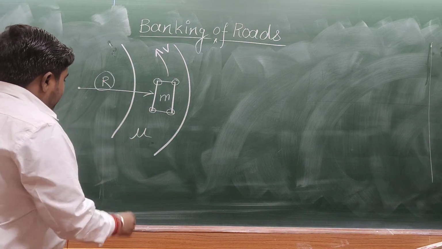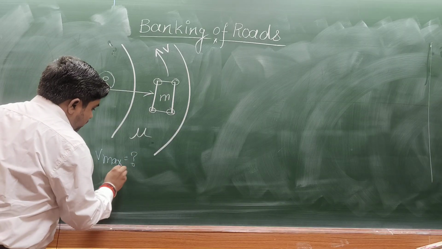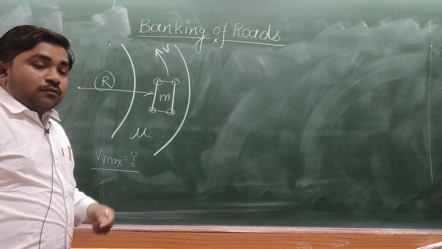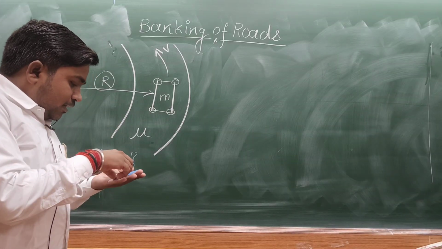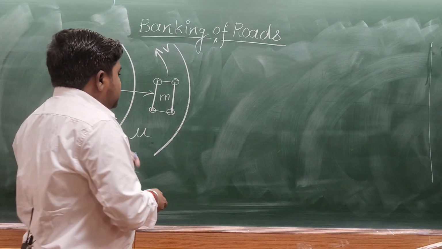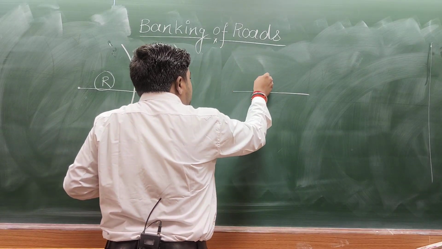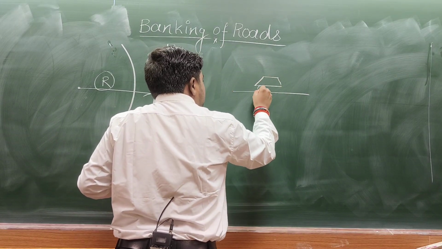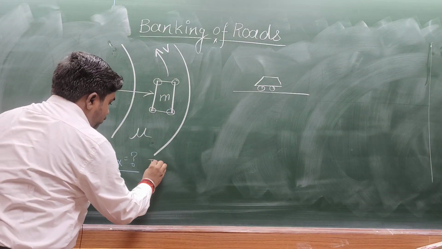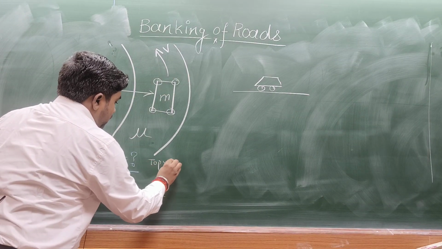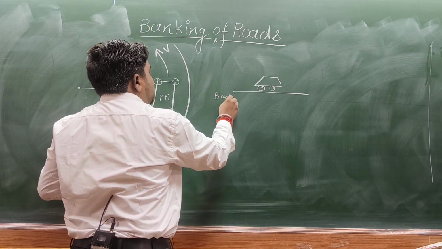Now what we need to find is the Vmax of the car at which it can take a turn without skidding. Now to find the Vmax, first of all let us draw the free body diagram of this situation. So if I draw the free body diagram, this is the car. So this was the top view of the situation. Now while drawing the free body diagram, I have considered the back view of the situation.